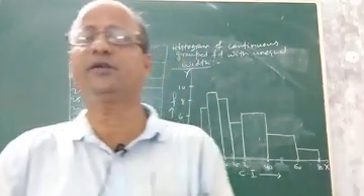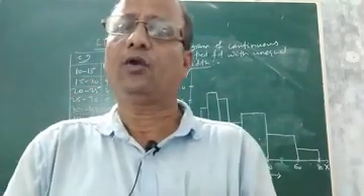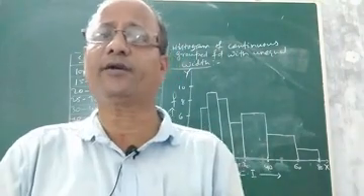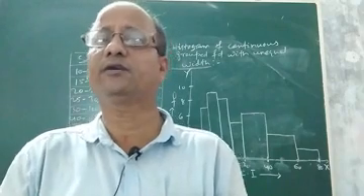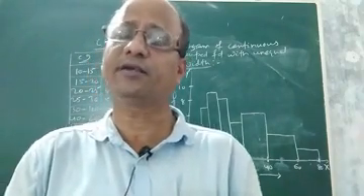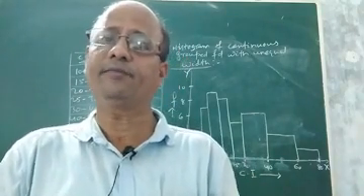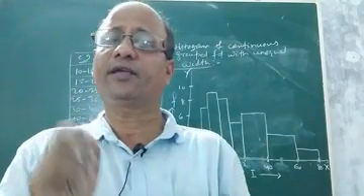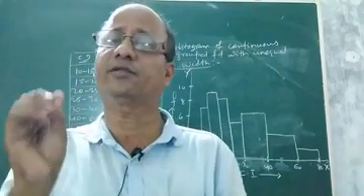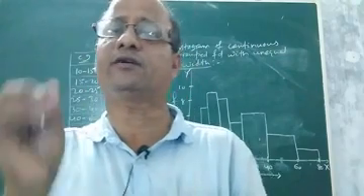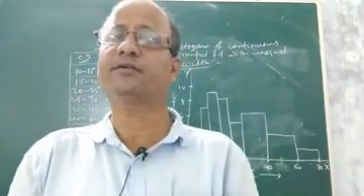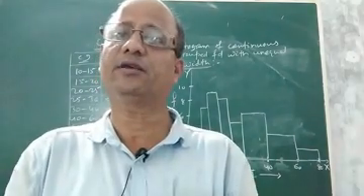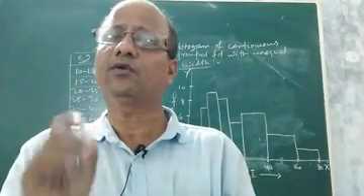Children, in the last class we discussed how to construct a histogram of a continuous group frequency distribution when the width or size of each class is the same. I mean, if you are given a continuous group frequency distribution with uniform width or size, how to construct the histogram? It was discussed in detail by me yesterday. So, today let us see.